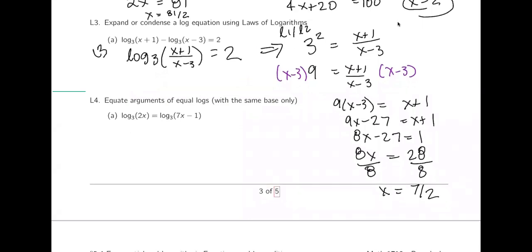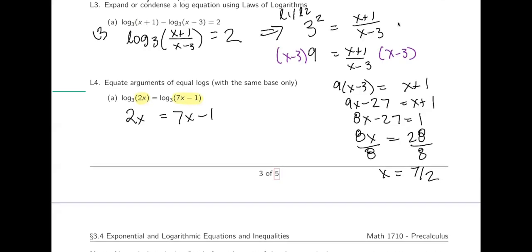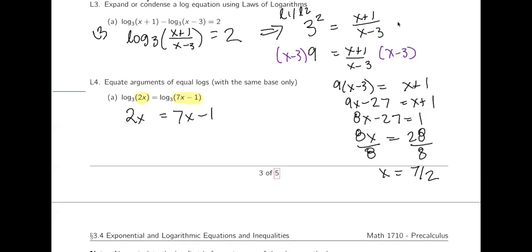Okay, and the last method that we'll talk about, L4, is about equating arguments of equal logs. So if we have log base, in this case, log base 3 of something equal to log base 3 of something, it has to be that those insides are equal to each other because the bases are the same. So we can just straight up say that 2x equals 7x minus 1. And now I have a really lovely linear equation that we can solve. I can add 1 to both sides of the equation and subtract 2x, and I'm going to get 1 equals 5x. And then I'll get that x equals a fifth when I divide both sides by 5.